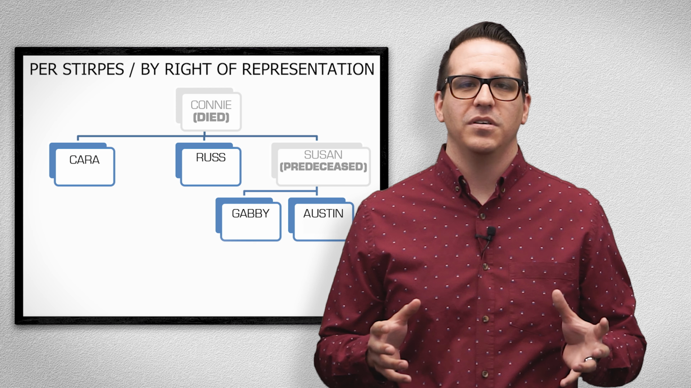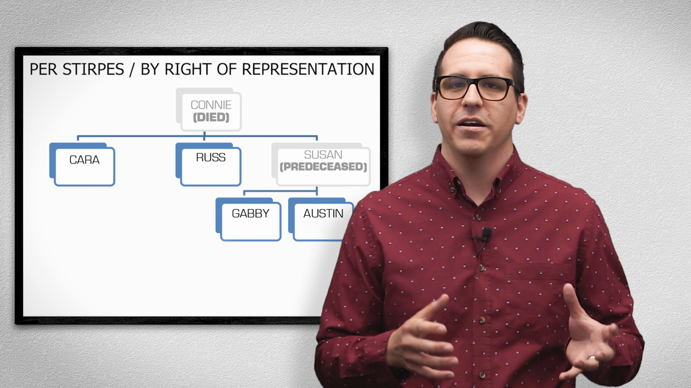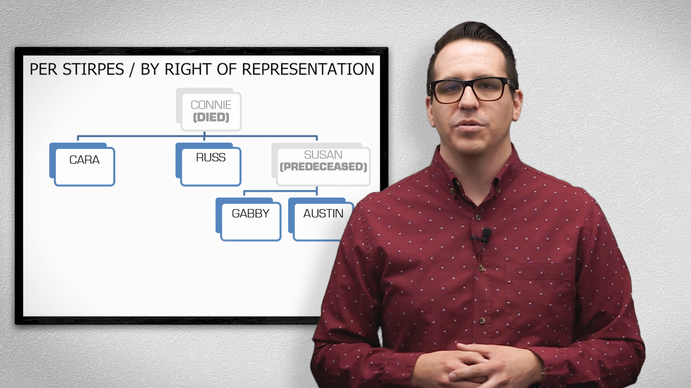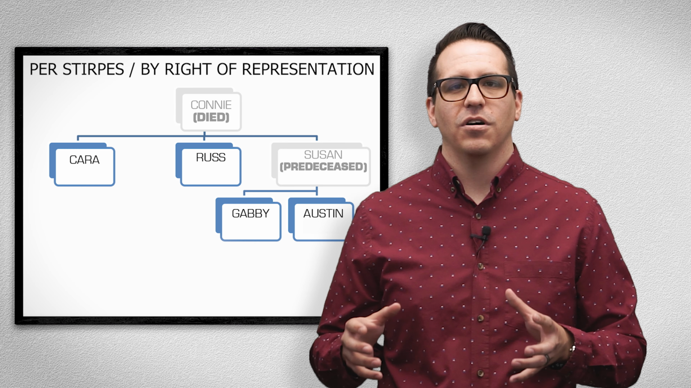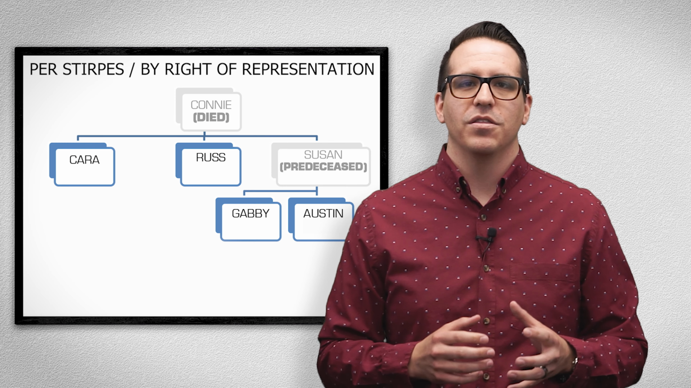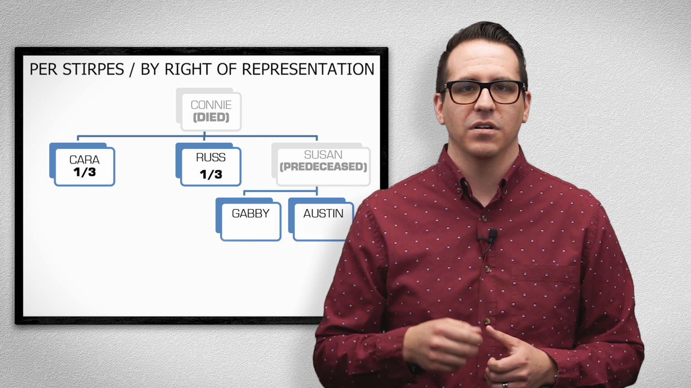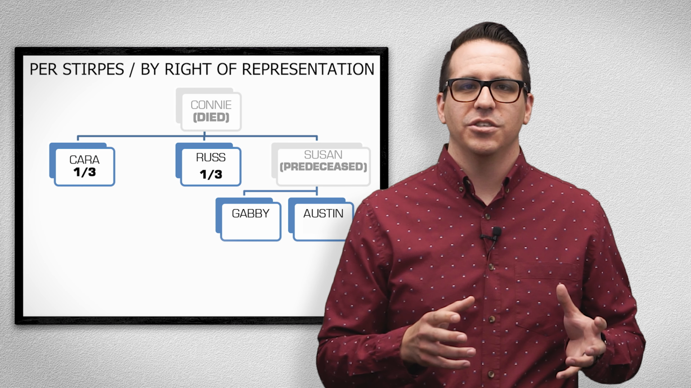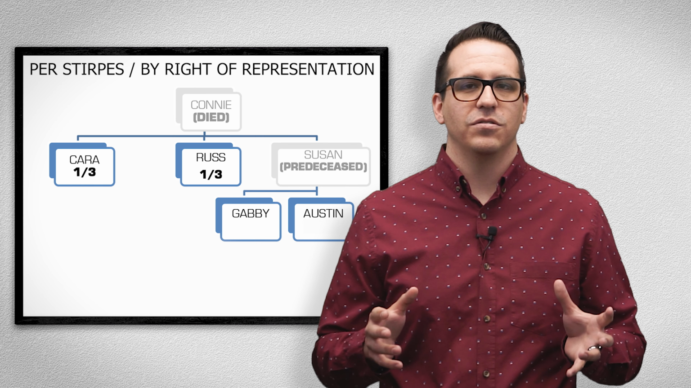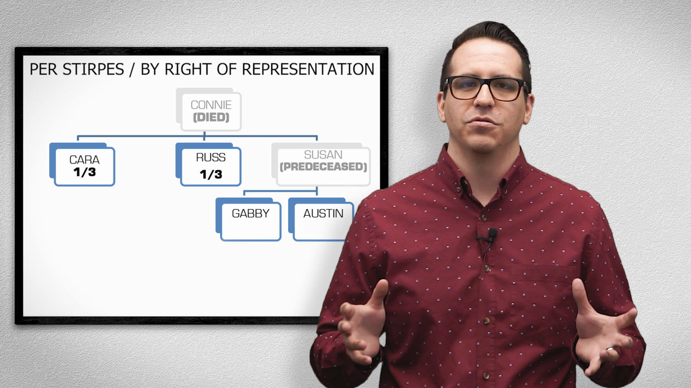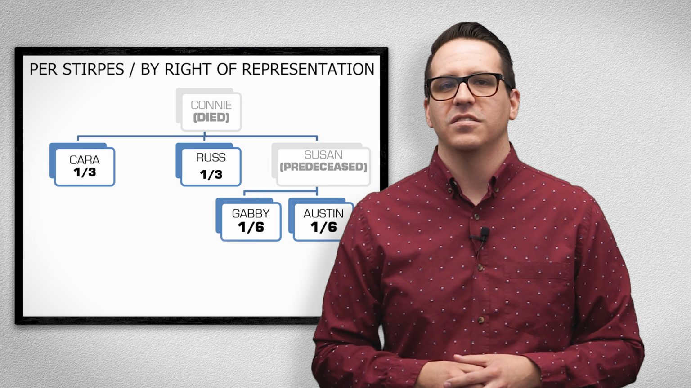So let's begin with per stirpes and right of representation, because they actually mean the same thing when it comes to an inheritance. If Connie were to distribute her assets per stirpes or by right of representation, then each of her children, Cara, Russ, and Susan, receive a 1/3 share. However, remember, Susan passed away before Connie, leaving 2 children. Under per stirpes right of representation, Cara and Russ still receive 1/3 each, but Susan's children share in Susan's 1/3 share equally. Susan had 2 children, Gabby and Austin. Therefore, they each receive 1/6 of Connie's estate.